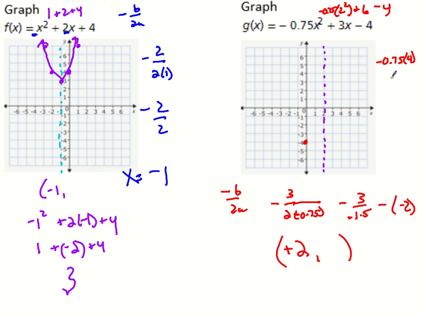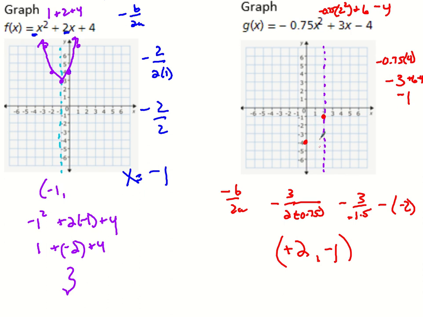So I have -0.75 times +4, which is going to give me, let's see here, -3. So I have -3 plus 6 minus 4. So -3 plus 6 is 3, minus 4 is negative 1. So my vertex is at positive 2, negative 1. So here's my vertex.